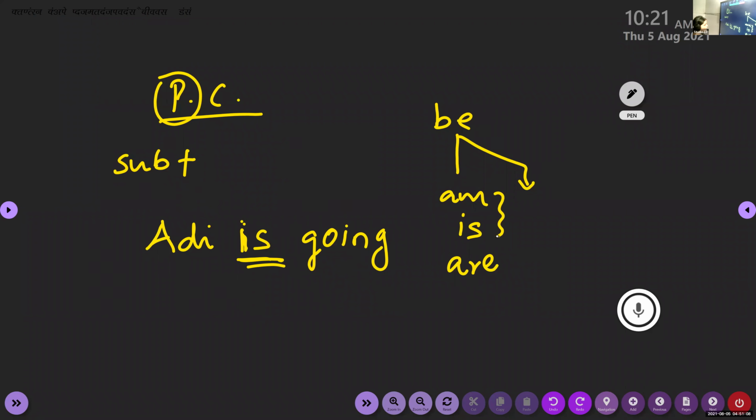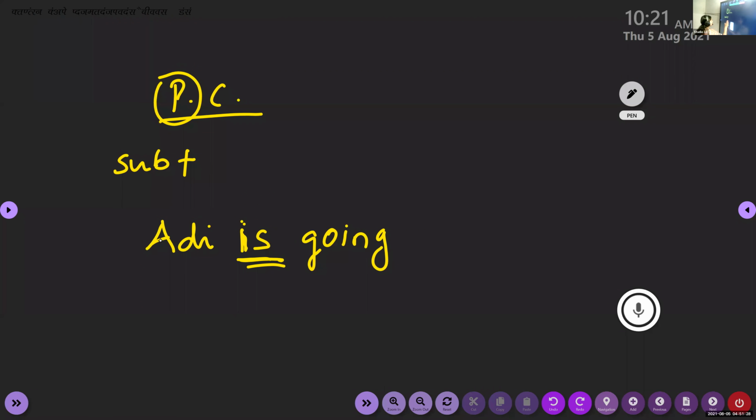Was going. Okay, so instead of am and is, the be form is was. What is the plural form of was? Were. Very good. So now, Ayan, please frame your structure. That is your past continuous form.